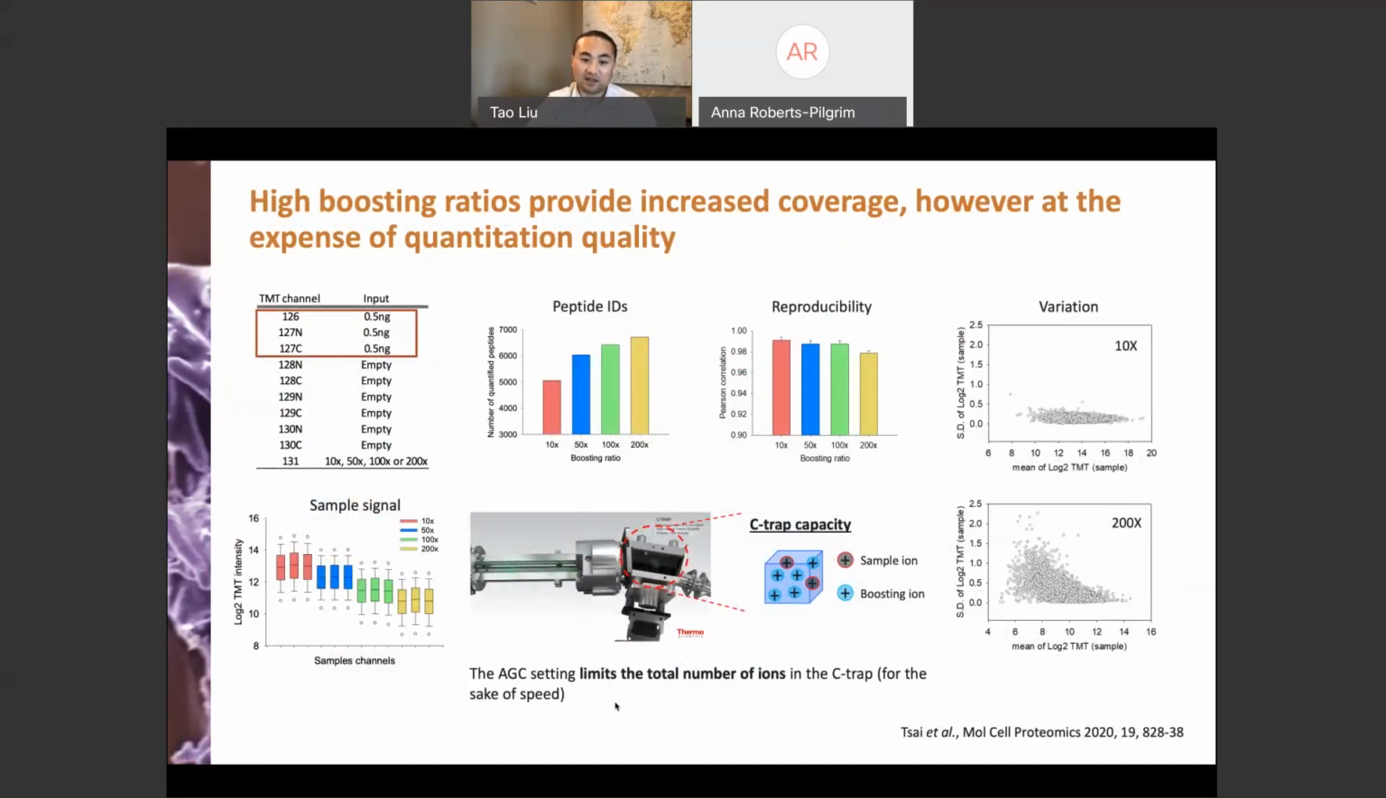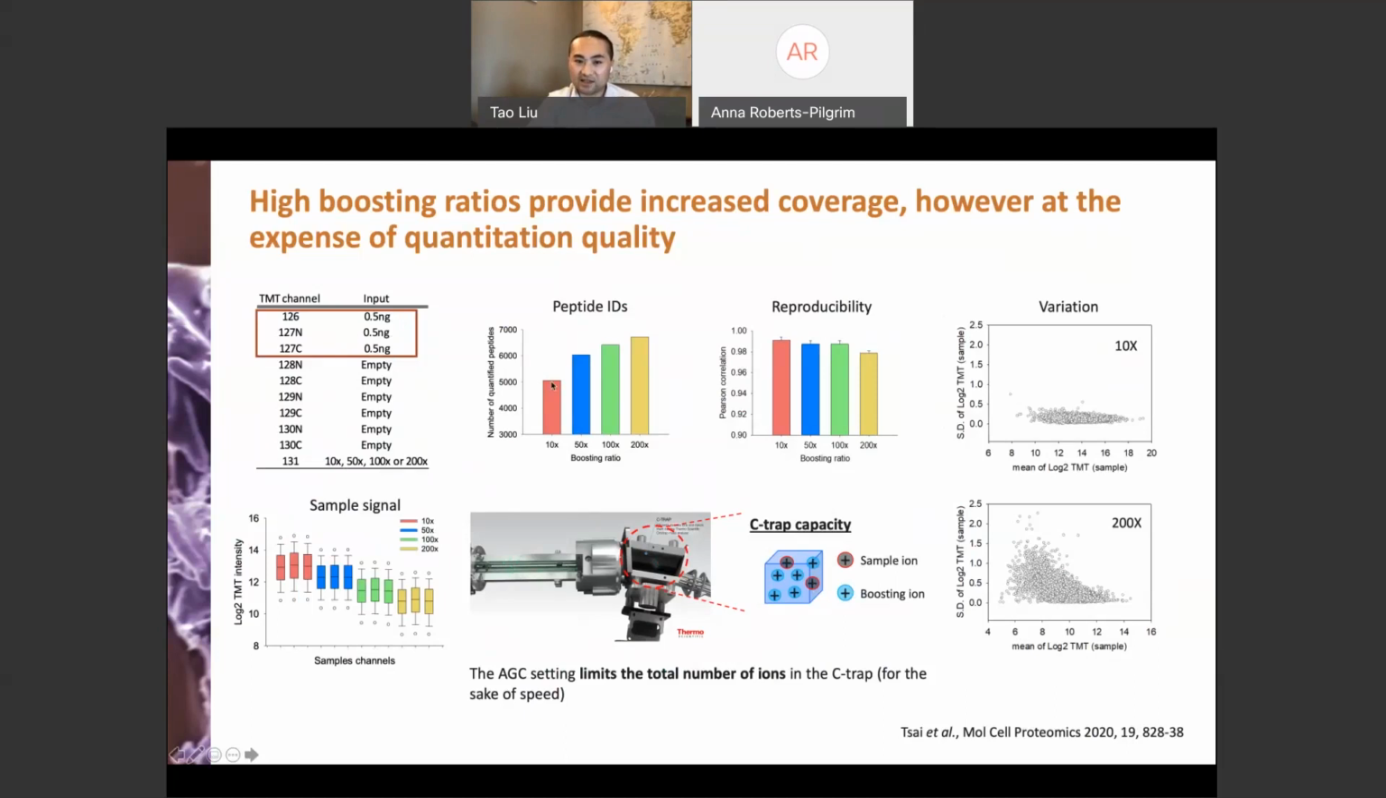In the typical Thermo instrument, in this case the Lumos instrument, you're limited in the C-trap accumulation capacity. So when you have a fixed total ion capacity, you have a fixed amount of sample ions that is allowed at any given moment. That's the limitation. In the simulation type of experiment we did, we did 3 replicas using 3 channels and left all the others empty. Then we tried a different amount of boosting material, in this case a 10 to 200-fold increase, to see how it changes.